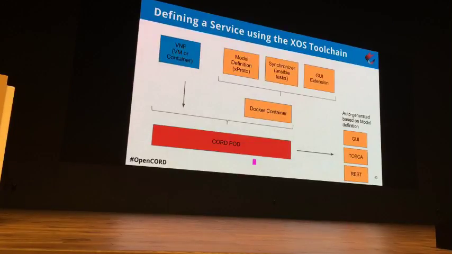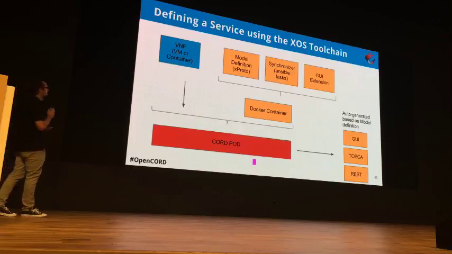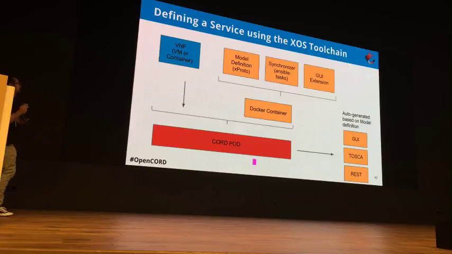Since I like graphics and the main things easier to understand, that's how the process works. You give us your VNF that gets loaded either in Kubernetes or OpenStack. You give us your model and your synchronizer task, eventually an extension for the GUI. Those get combined in a Docker container, and everything gets deployed on the core pod. Once the service has been onboarded and deployed, the user interface gets updated.